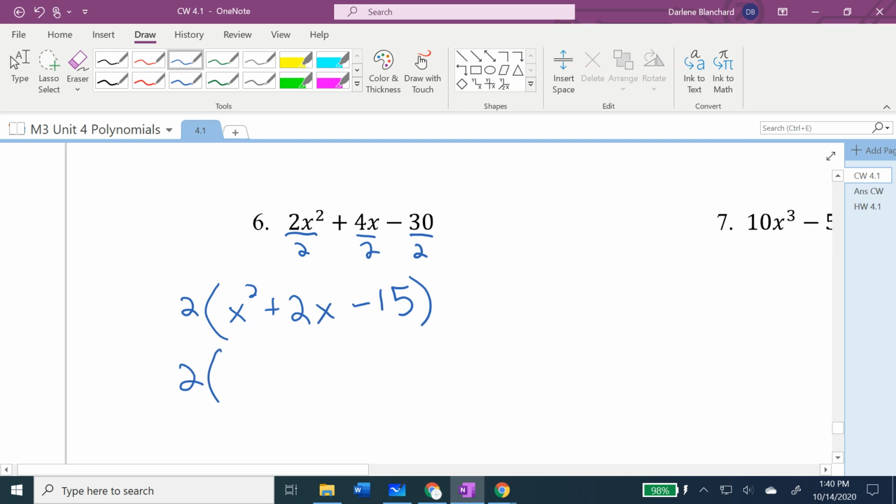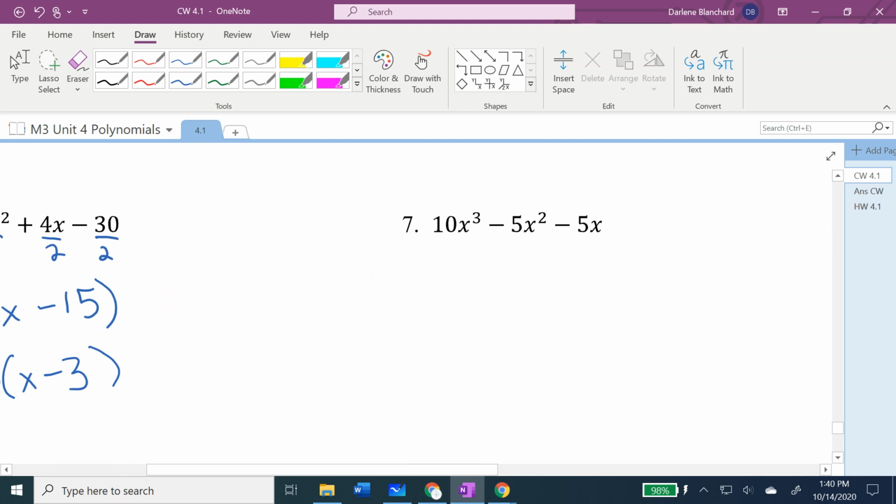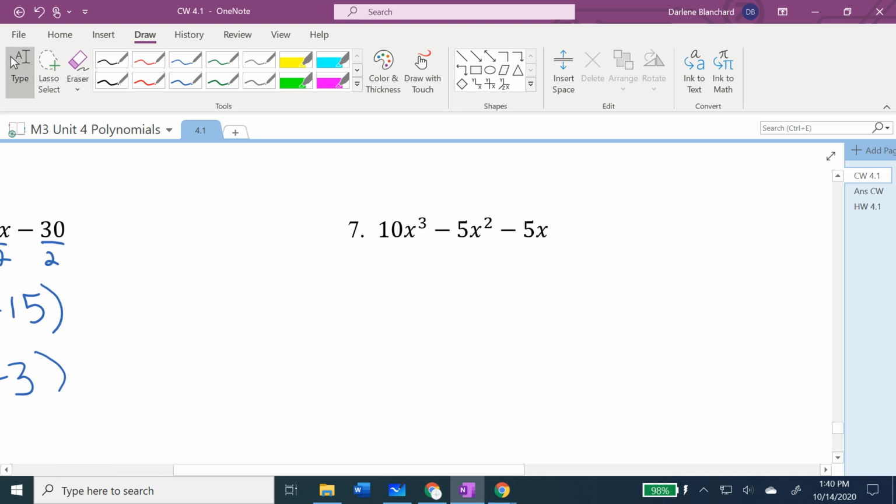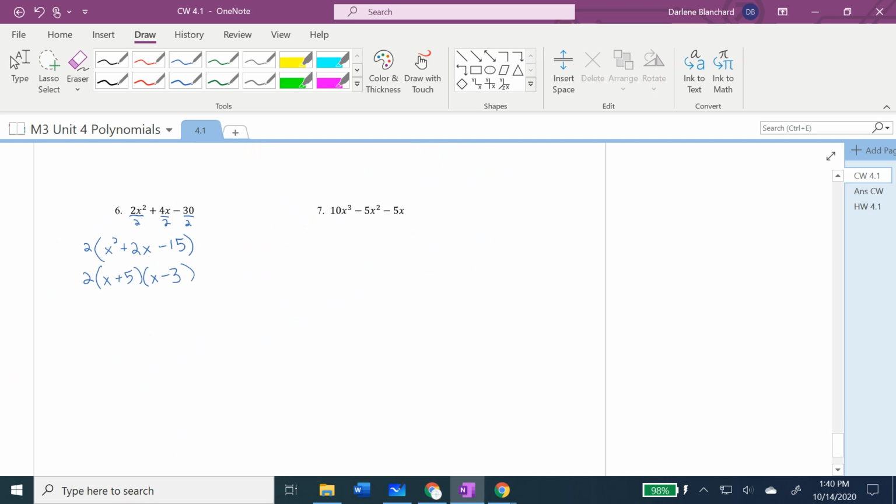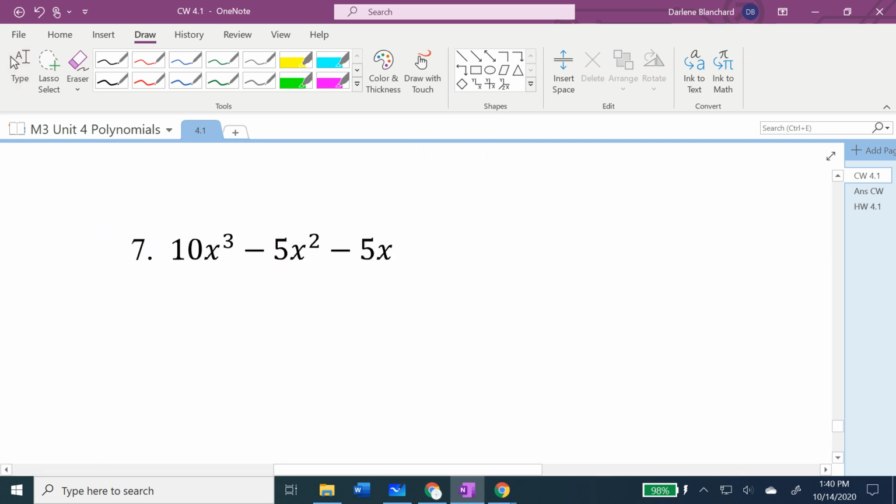And how does what's left factor? How does what's left factor? X plus 5, x minus 3. And then that is as factored as you can get. And I think this was my last one. Yes, last one. Okay.